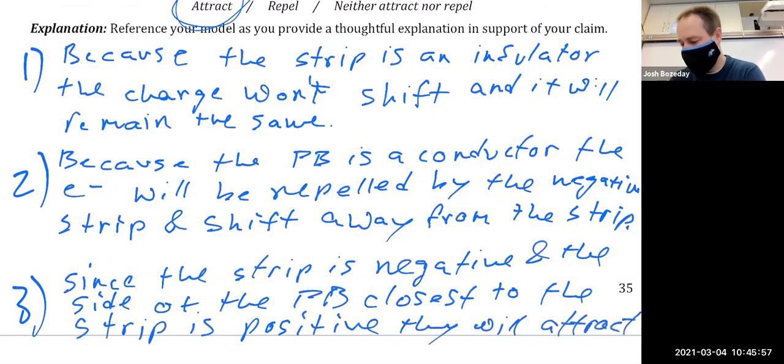Let's do some check-ins. Give me a signal if you said that first thing: because the strip is an insulator, the charge won't shift and it will remain the same. Give me a signal if you said something about the strip's an insulator, so it'll look the same. It'll remain the same. Who did that? Give me a signal if you said something like that.